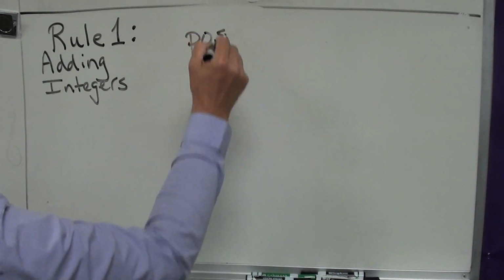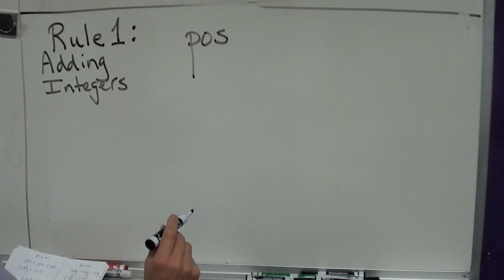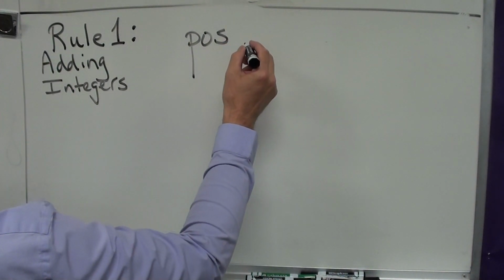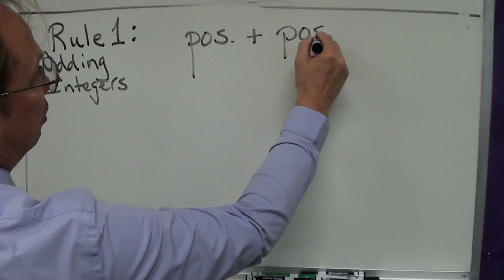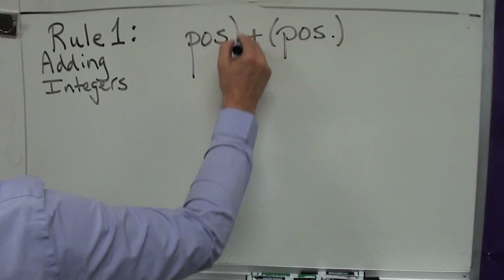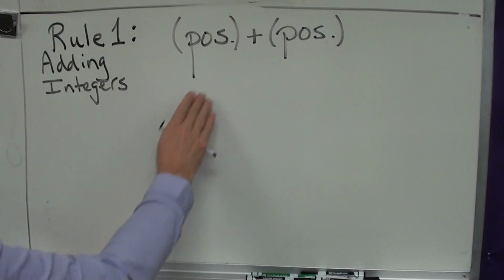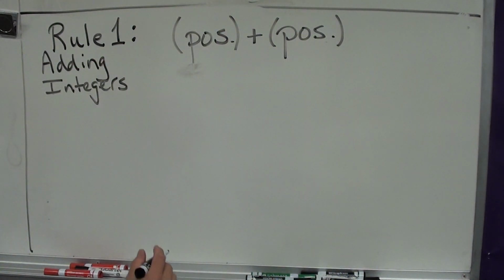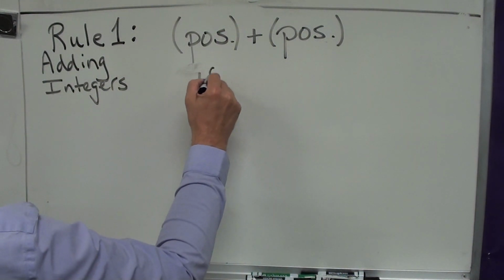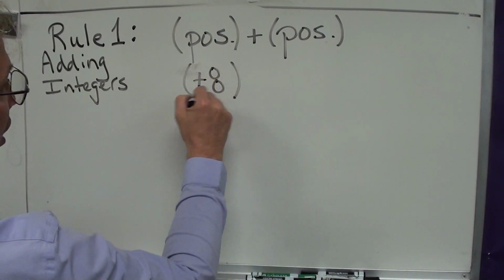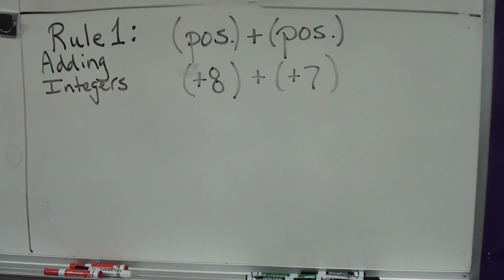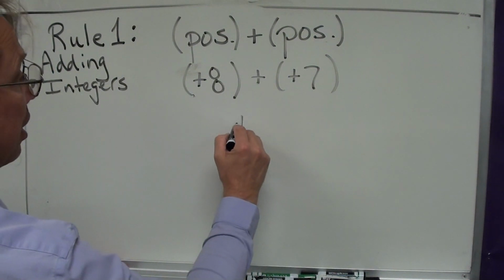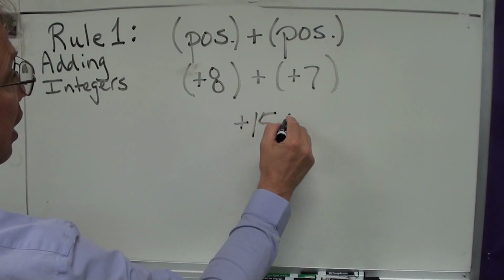Our first question is, what kind of rule outcome will I get with a positive number plus a positive number? That is to say, a positive integer plus a positive integer. We've been doing these most of our life. For example, a positive 8 plus a positive 7 will give us a positive 15 as a result.